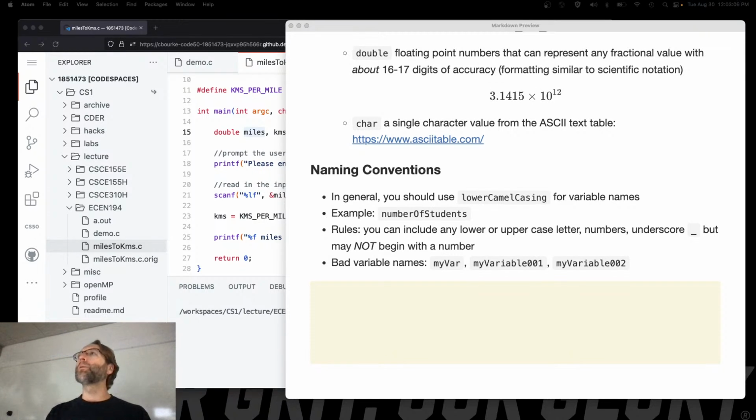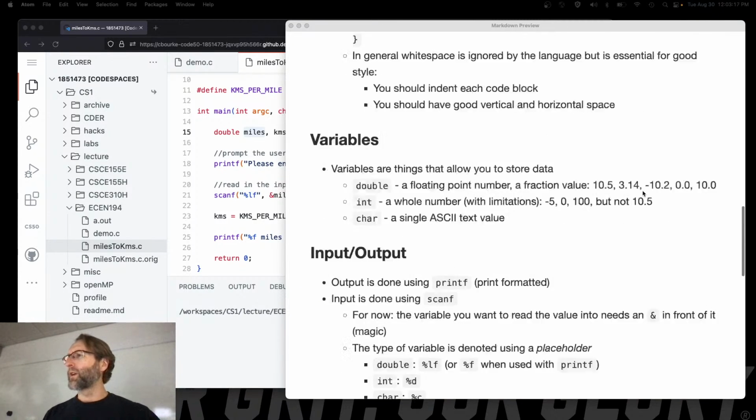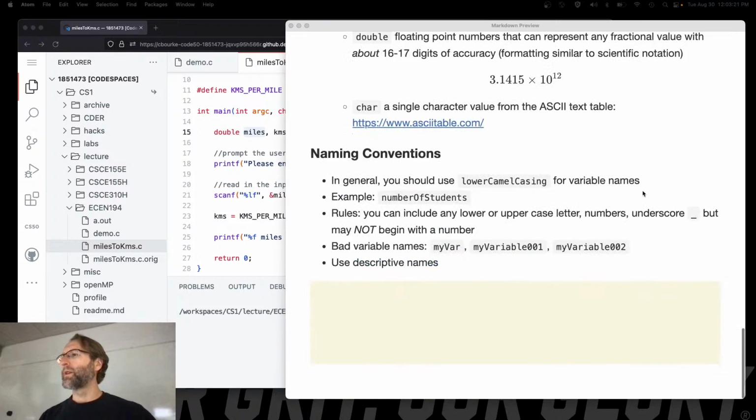Again, code should be self-documenting. If you've got a variable, you should name it descriptively. Use descriptive names. We haven't talked about variable names yet, have we? Maybe just in passing, but maybe not like this.